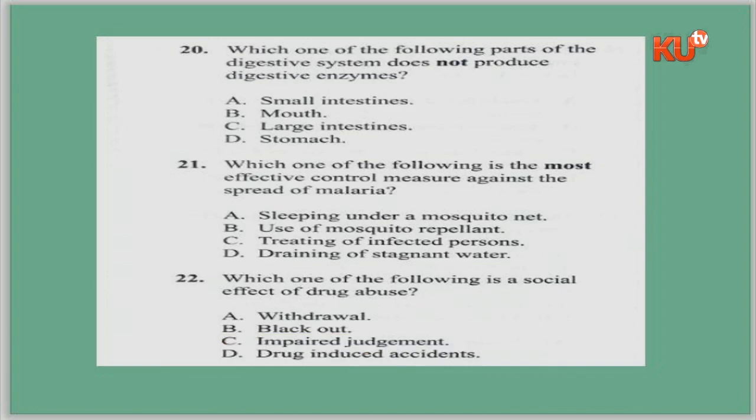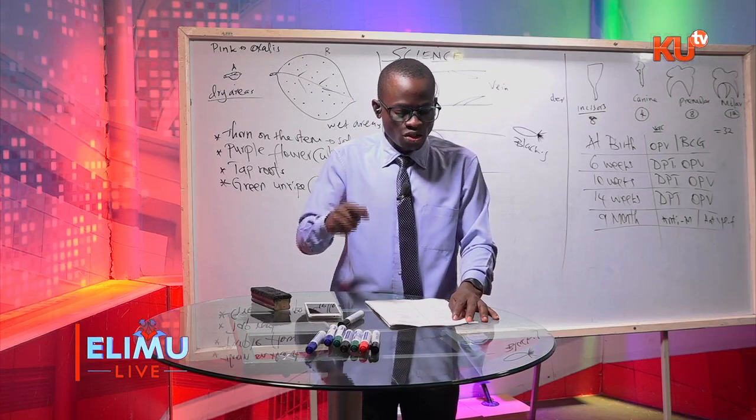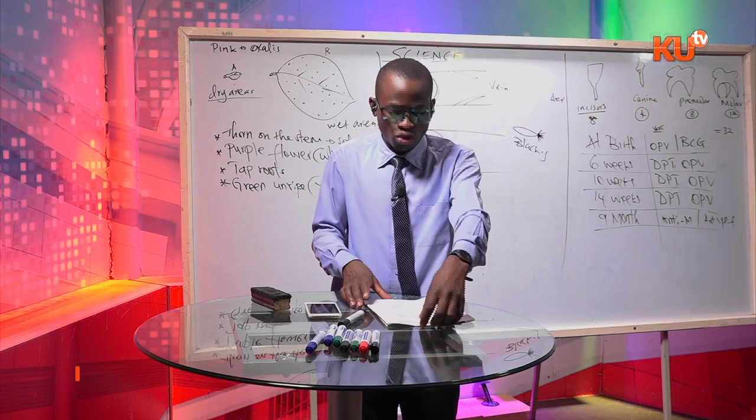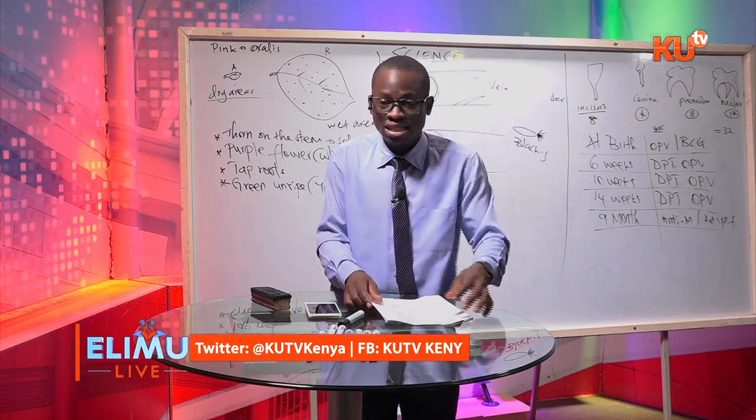So we have A, small intestine. We have B, mouth. We have C, large intestines. We have D, stomach. So the correct answer here, boys and girls, was large intestines. Remember, we had talked about it earlier. In the large intestines there is no digestion, so the large intestine is not going to have what is called the digestive enzymes.